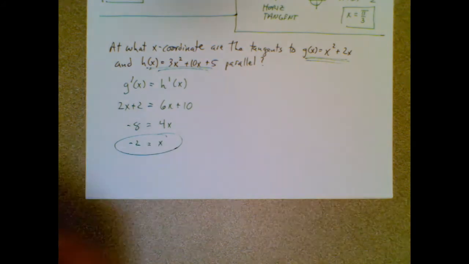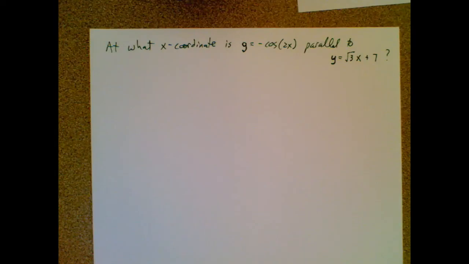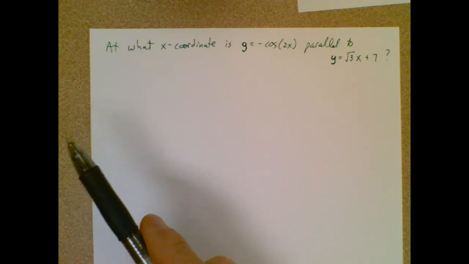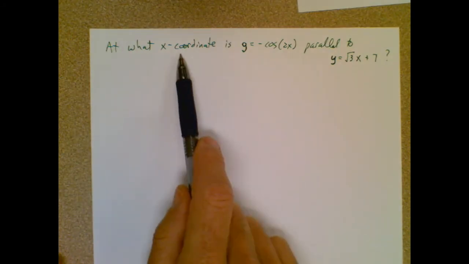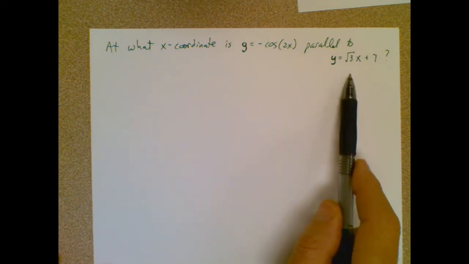moment in time. I'm going to do one more example, and it's not going to break any new ground, but it's going to show you how hairy and gross some of the calculations can be. I'm going to pause this while I set it up. Okay, here's the problem. We're saying at what x-coordinate is function g parallel to function y?